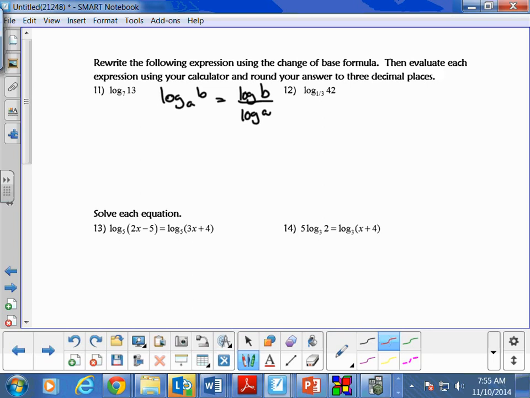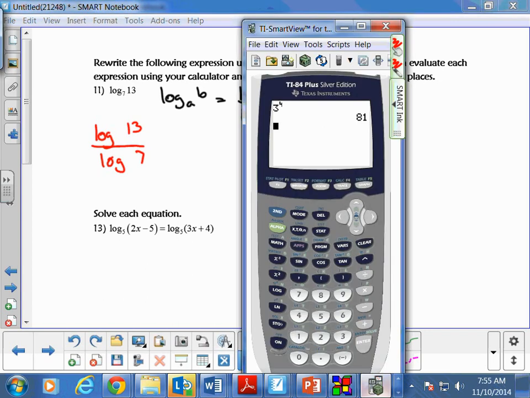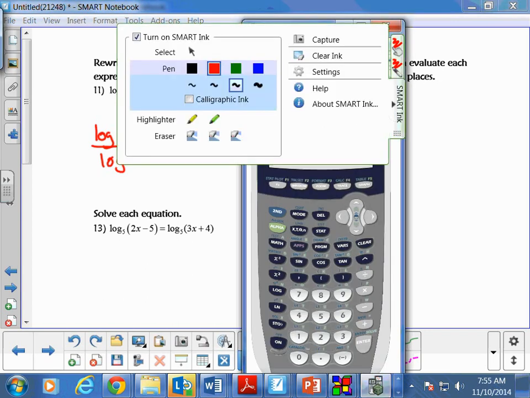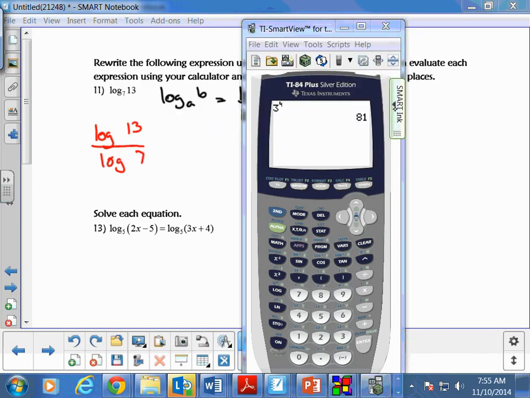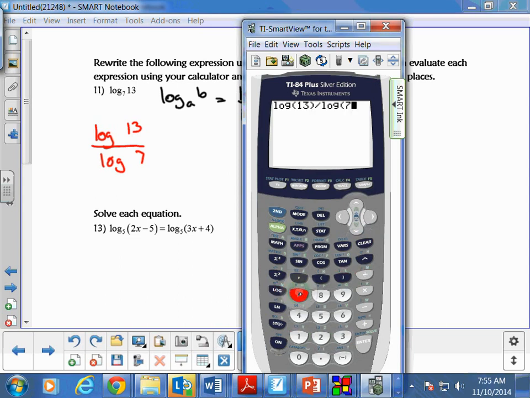Let me go ahead and begin with that. So I'm going to do log of 13 divided by log of 7. That's how you do the change of base. So when you bring out your calculator, let's go ahead and put that in. Okay, so you do log of 13 divided by log of 7 and you get 1.38 as an answer.